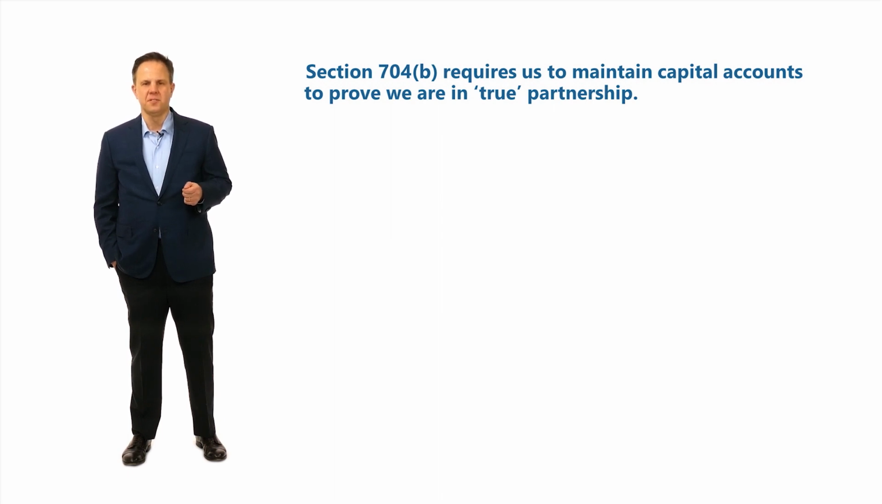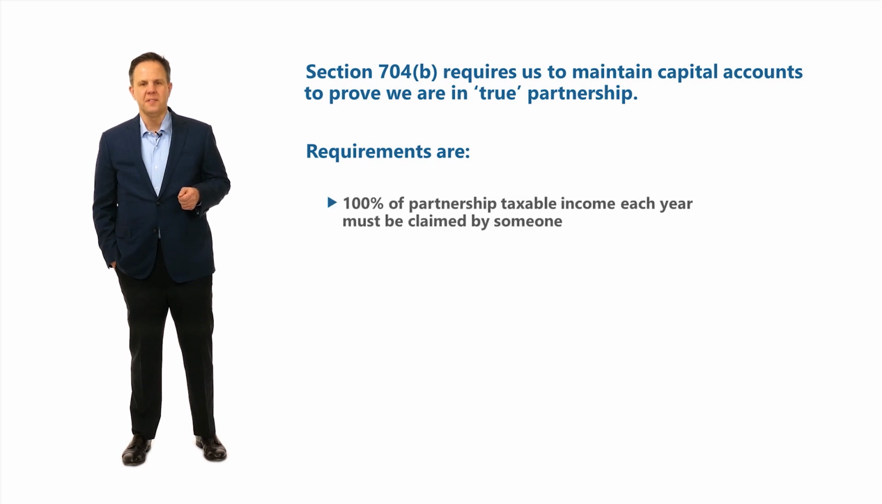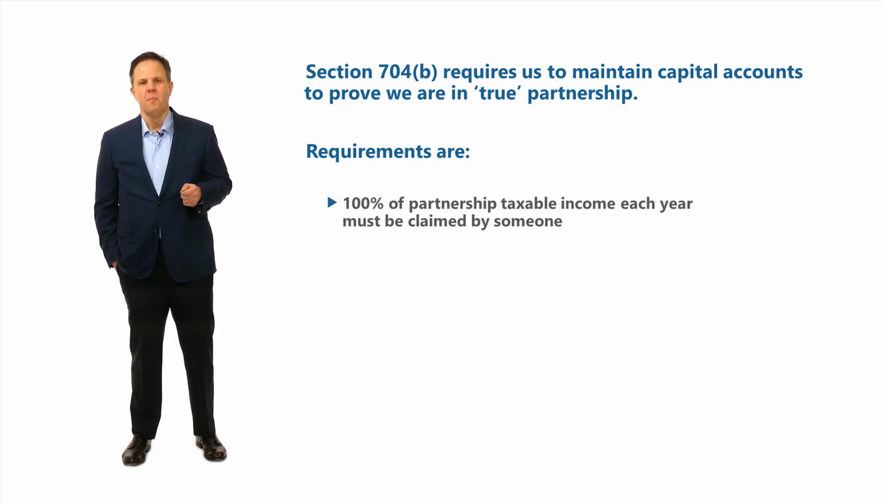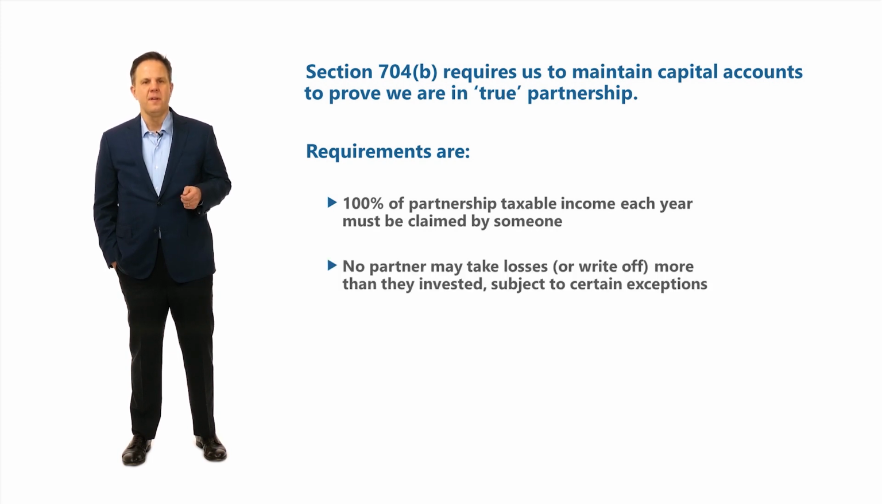The requirements of Section 704(b) are, first, 100% of the partnership taxable income each year must be claimed by one of the partners. In the last example, partner A took 60% of the taxable income and partner B took 40%, totaling 100% of the partnership taxable income. Second, no partner takes losses or tax write-offs more than they have invested, subject to certain exceptions. Third, the transaction must have what's called substantial economic effect.